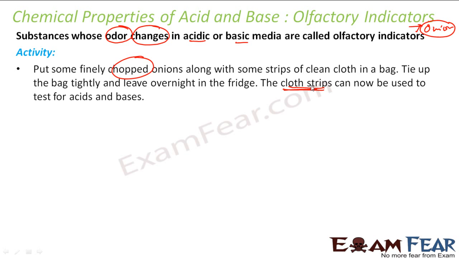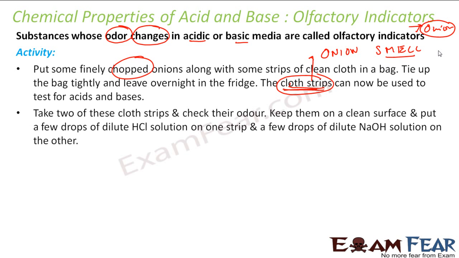Now if you see, what happens is this cloth strip which we have will get the smell of onion. That's what we are looking for, right? This strip has onion smell, because you have put it tied up with the onion and kept it in the fridge for one night. And we have said that the onion smell goes off in a basic substance, right? So now we'll take the strips and check the smell. Yeah, it has smell. It smells like onion, right?